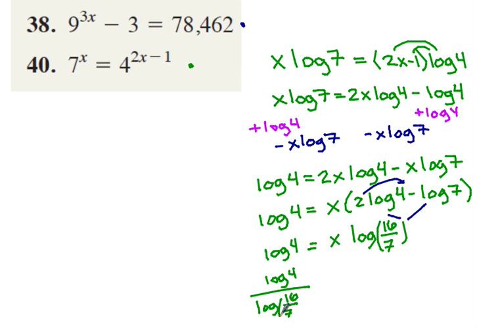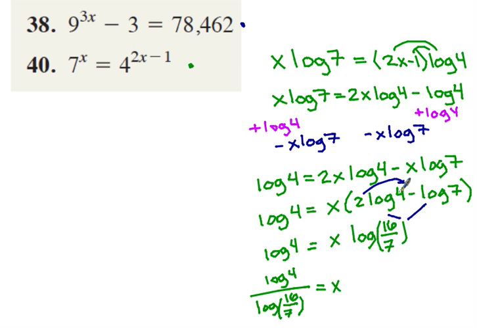Yeah, it looks super ugly. It takes a couple complicated steps, but it's still all the same rules, same processes, same procedures to get there. Yeah, Sean, why is it 16? Because I took this 2 and moved it in there, so it's log of 4 squared. So I could have also left it as 2 log 4 over 7.